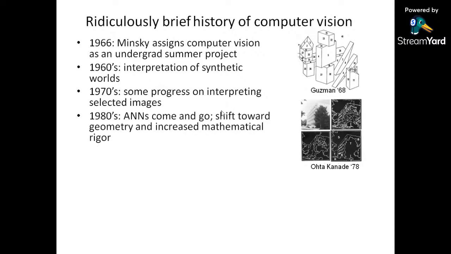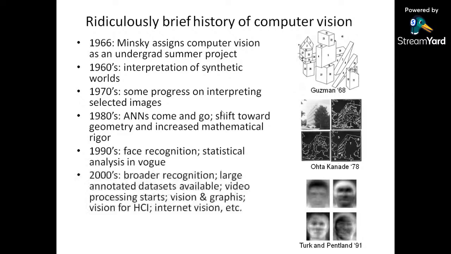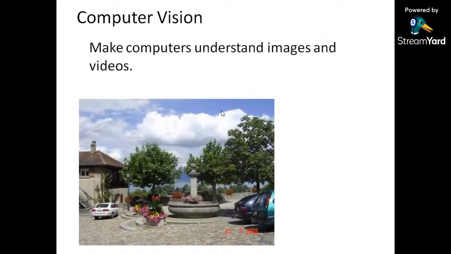And in the 1980s, mathematical rigor came up; it increased. In the 1990s, all the statistical analysis related to loss, calculation and evaluation, and other things related to images like noise removal and recognition of faces also came into significance. And in the 2000s, it got broader recognition, because Python is also getting updated day by day. The libraries came up. Video processing started, vision graphics and everything, with the help of internet vision, coming into a broader scope of range.